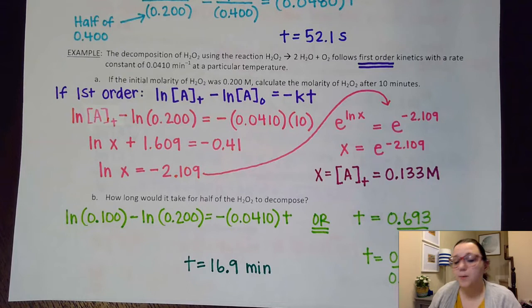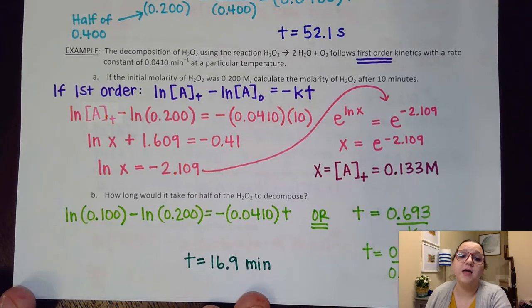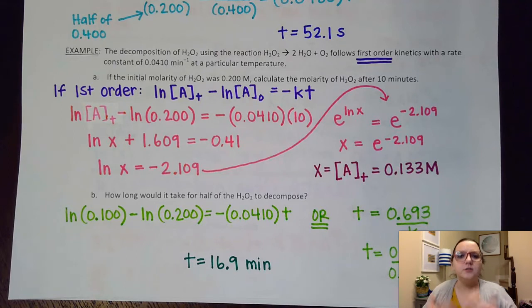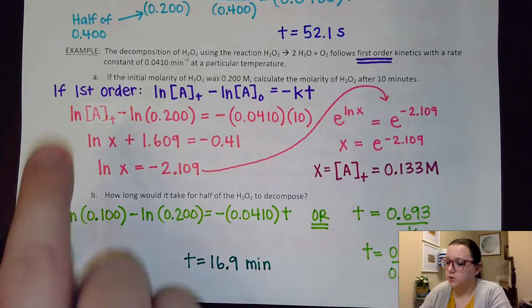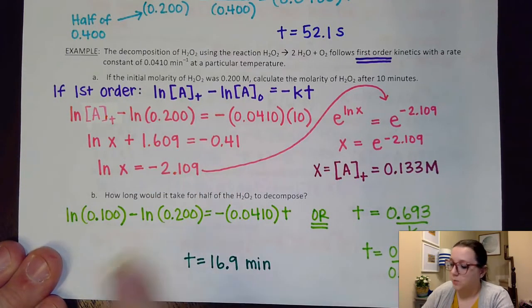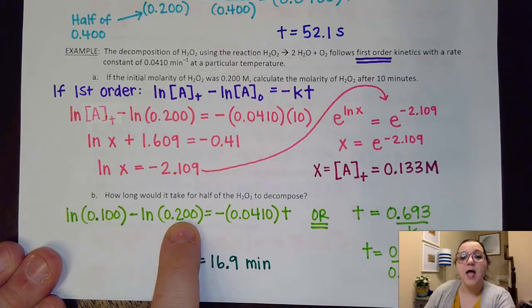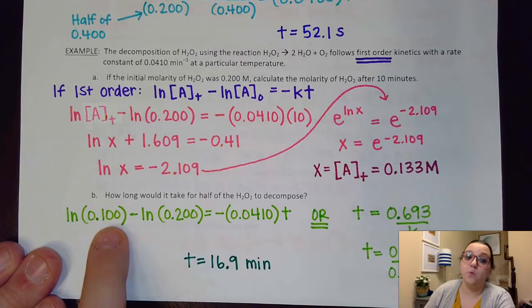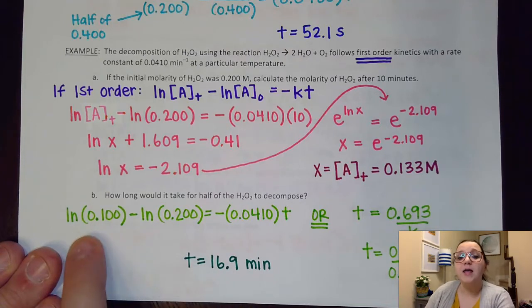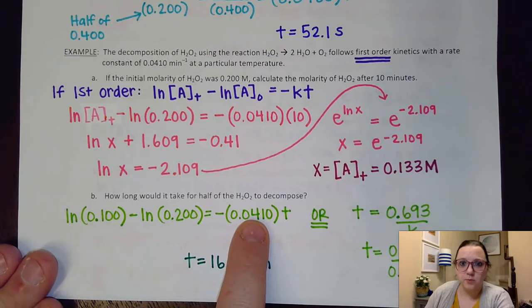All right, on part B here, they're asking us how long would it take for half of the H2O2 to decompose. So they're asking us here about that half-life time. So again, you could go back to this original equation here, plugging in 0.2 molarity for your initial concentration. And then what you could do is say, well, half of that would be 0.1 molarity, and end up solving for t after you've plugged in your k. And that would totally work.